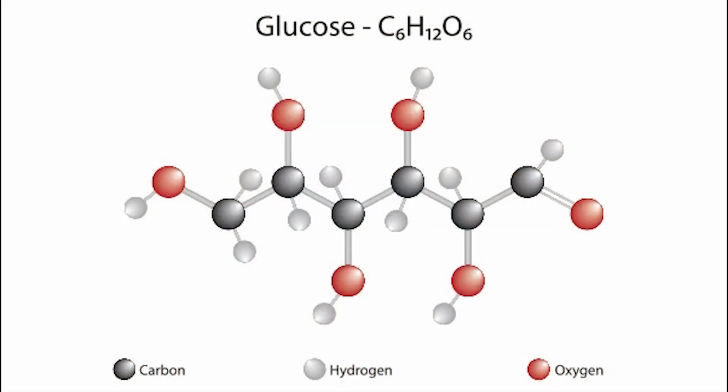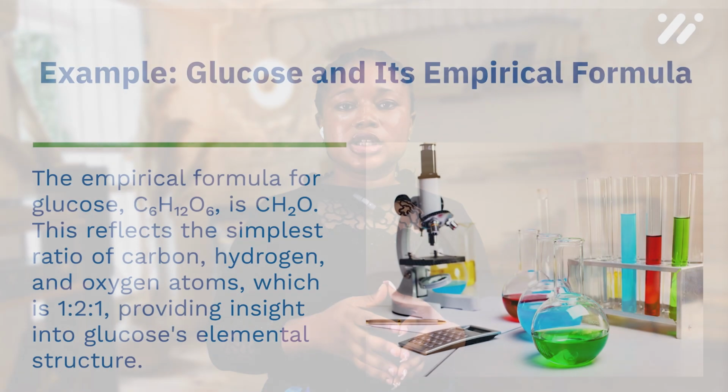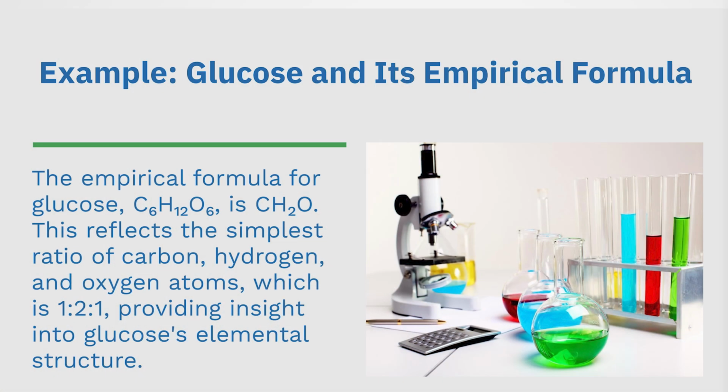For example, glucose, which is C6H12O6. The empirical formula is CH2O. The ratio of carbon to hydrogen to oxygen is 1 to 2 to 1 respectively.